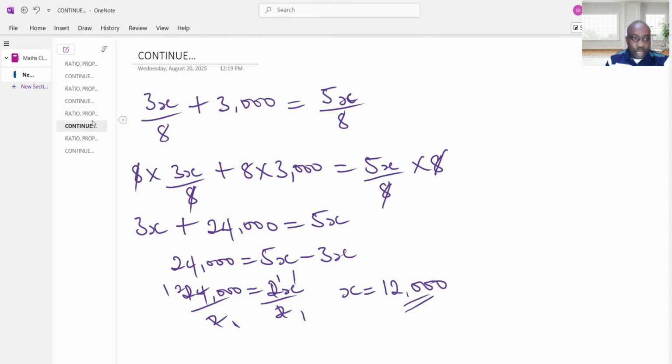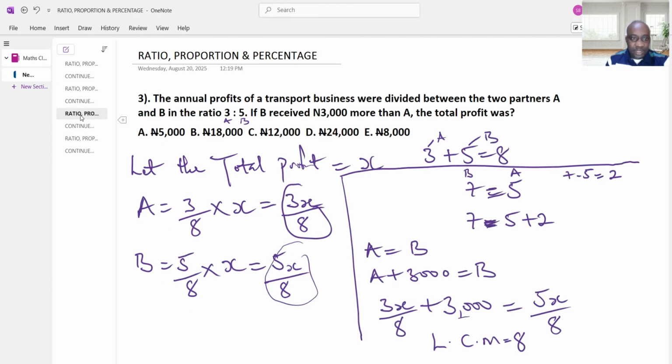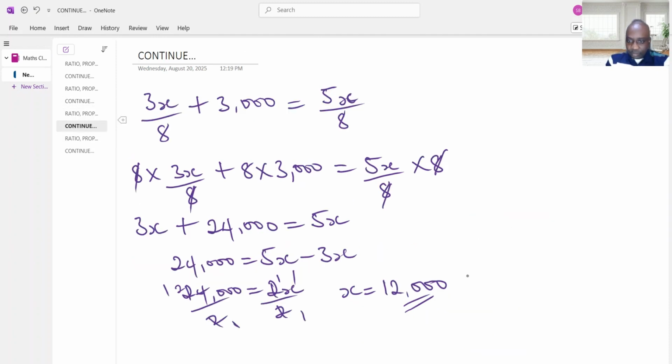Let's check the question to confirm our answer. The question says, what is the total profit? Therefore, our final answer is 12,000 naira, which is C. Final answer is C.